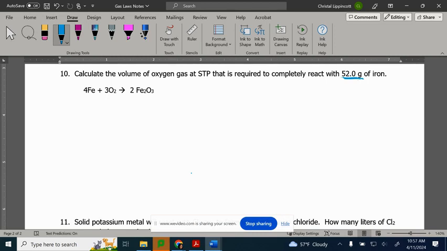Divide by the molar mass, which I think is, hey hon, how you doing? Okay. We are working on some notes here. Okay, thank you.